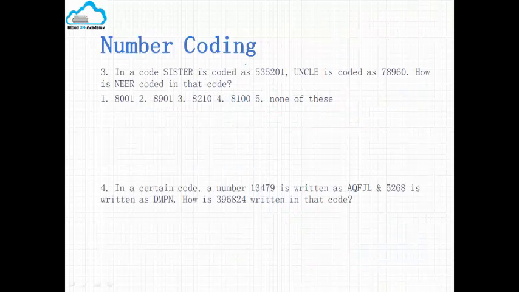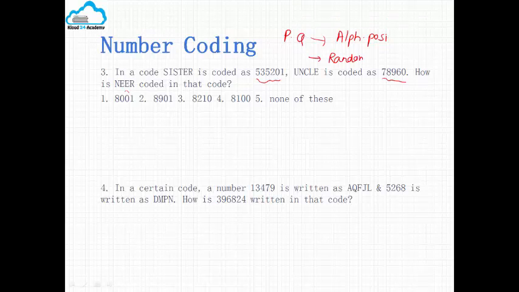Question number 3. In a code, sister is coded as 535201. Uncle is coded as 78960. How is NEER coded in that code? So in previous questions, numbers were given as per alphabetical position. Here, numbers are given randomly in the question.